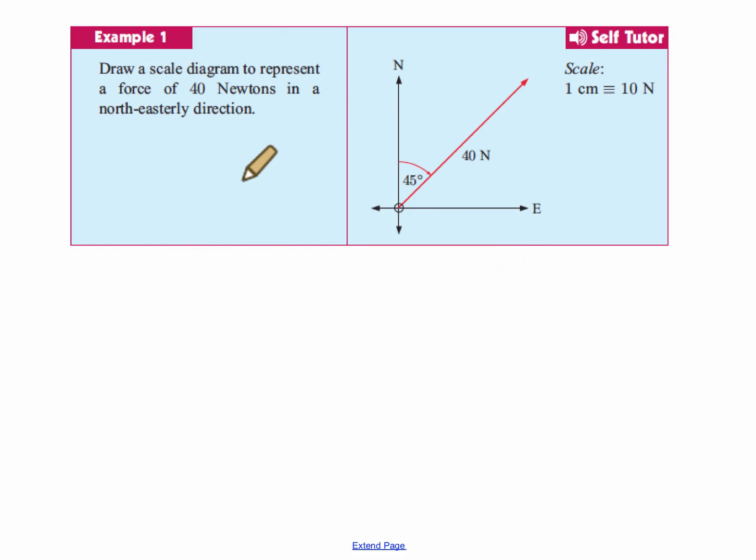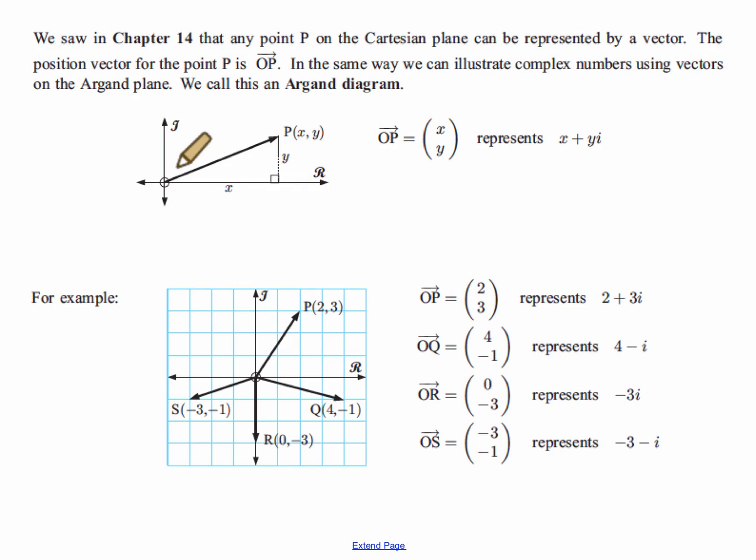If we say that 1 centimeter is equivalent to 10 newtons of force, we can draw a scale diagram. The farmer was 50 newtons, but this one is 40 newtons, so it would be 4 centimeters long, in a northeasterly direction. So we can use vectors to represent force and direction, like the direction a plane is flying or any sort of force. That's similar to what we're going to do with the Argand plane.